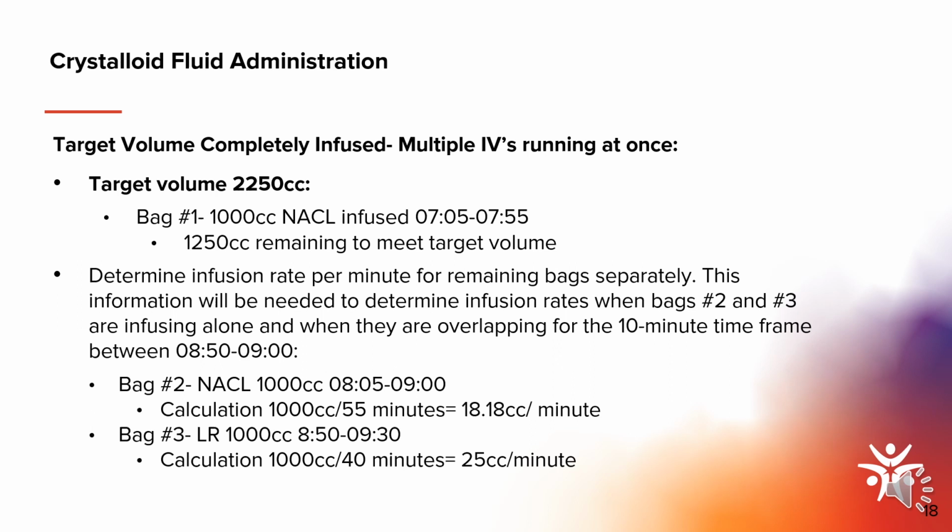Note that bag number 2 was started at 8:05 and ran until 9 o'clock at 18.18 cc's per minute. Bag 3 was running at 25 cc's per minute and was started 10 minutes prior to bag number 2 being finished, at 8:50. So we have a 10-minute overlap when they are infusing together. So now what? We have the information needed regarding the infusion rates for when bag number 2 and bag number 3 are infusing alone, and when they are also overlapping for the 10-minute time frame between 8:50 and 9 o'clock.